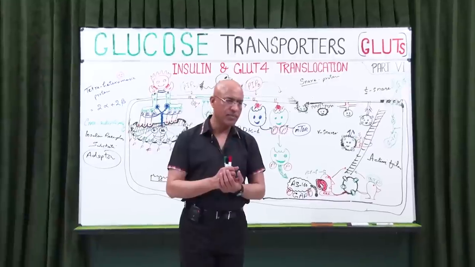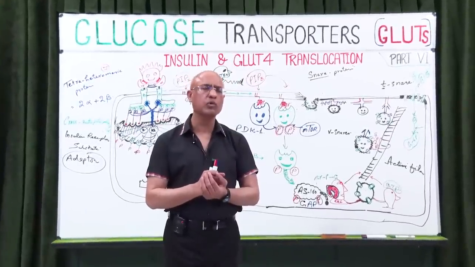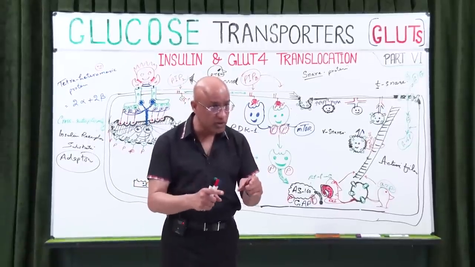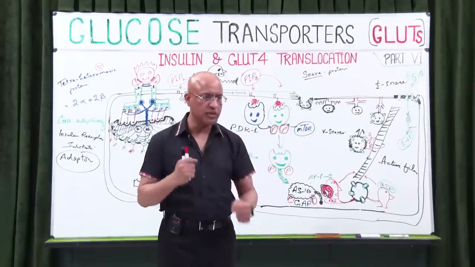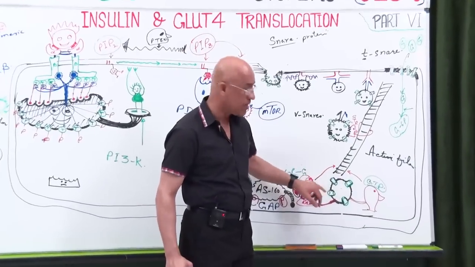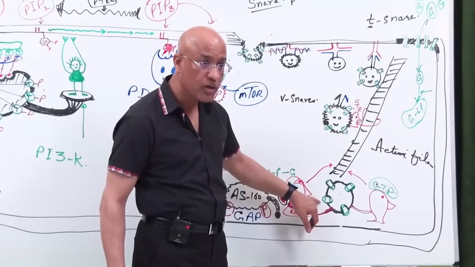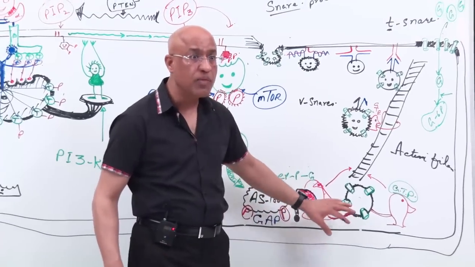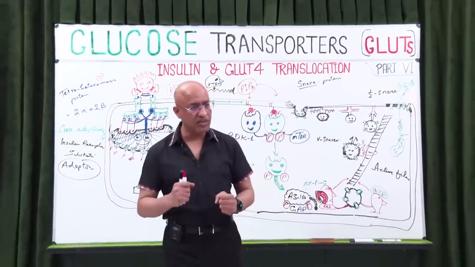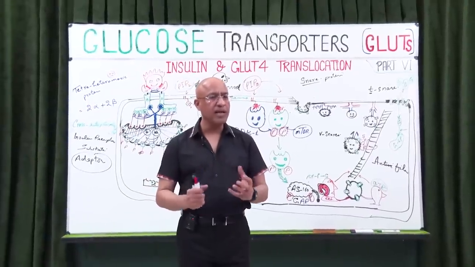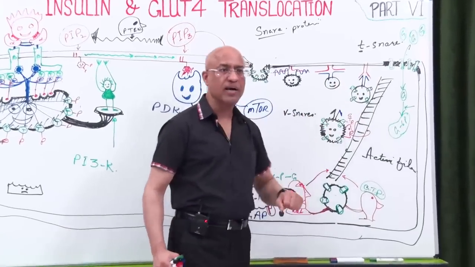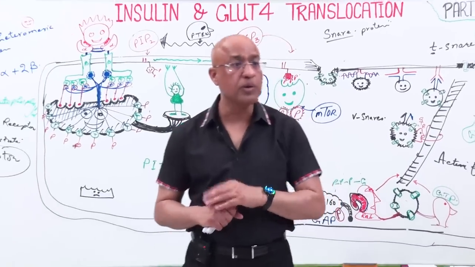But there is one more part. Skeletal muscle have a unique quality, that when you do exercise, even if insulin is low, simply exercising the muscle, too much contraction in the muscle can bring such vesicles. There is another population of vesicles, GLUT4 containing vesicles, that can be brought to the surface with exercising the muscles. So exercising muscles, even if insulin is low, they can bring another population of GLUT4 containing vesicles to the surface and make the cell membranes of the skeletal muscle permeable to glucose.